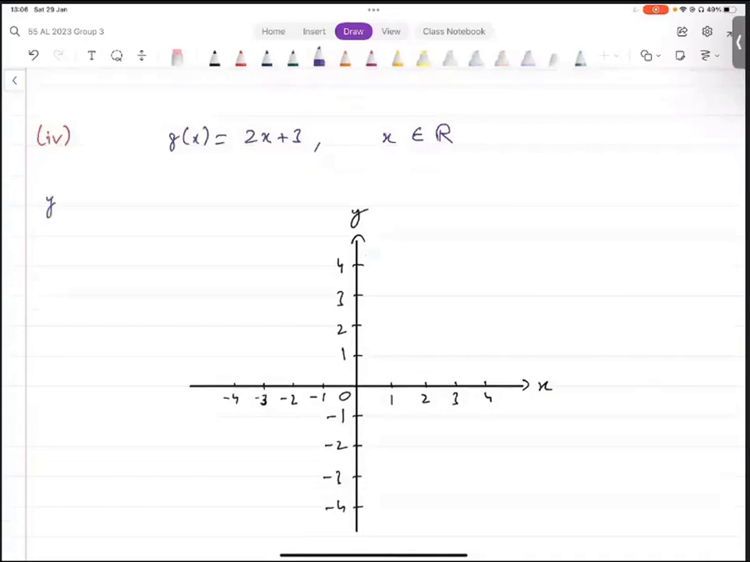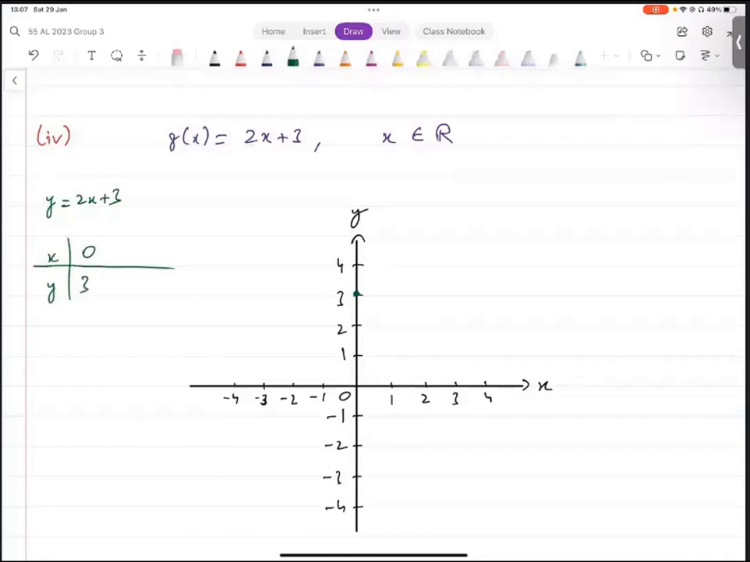Y equals g of x, that's this graph. Y equals 2x plus 3. This is a straight line, right? How do you draw graphs of straight lines? You take any 2 points, plot them, and join them with a straight line. So you can take for instance 0. When x equals 0, what value do we get? 3. That's one point that you have here. You can mark that point here.